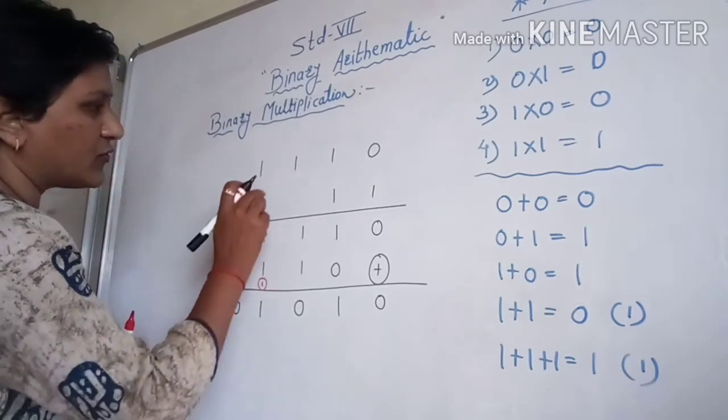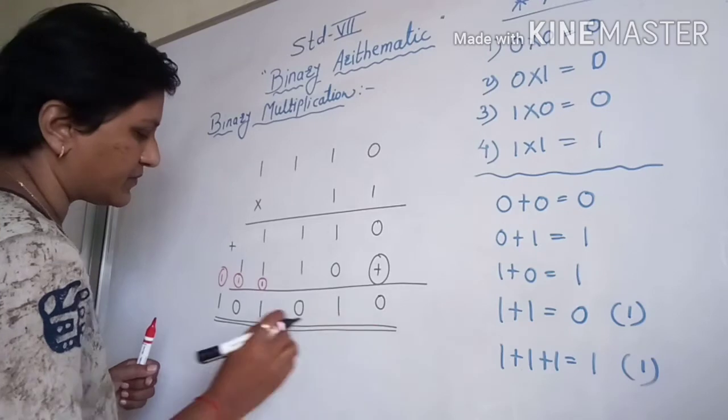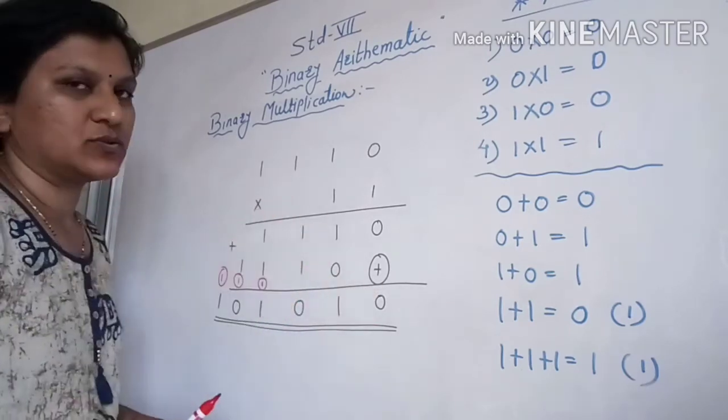So the result of the multiplication of these two numbers is this number 1 0 1 0 1 0. Okay.